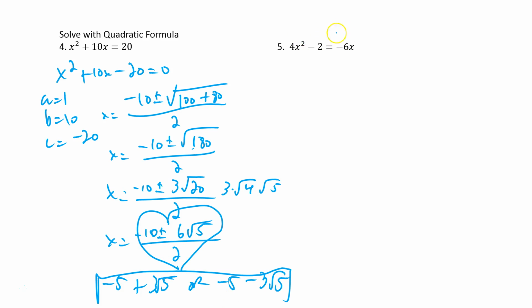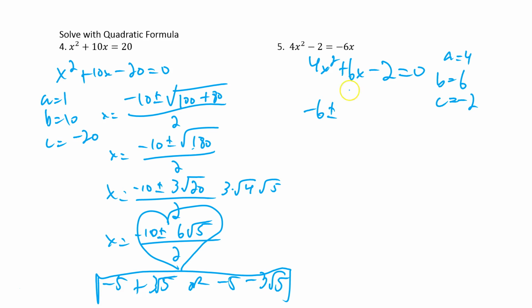All right, let's try this one. So we got 4x squared, going to write it in standard form, plus 6x minus 2 equals 0. So let's try this quadratic formula. So a is 4, b is 6, c is negative 2. So negative b plus or minus square root b squared minus 4ac. Let's see, 4 times 4 is 16 times negative 2. That's going to be a plus 32. And that'll all be divided by 8.